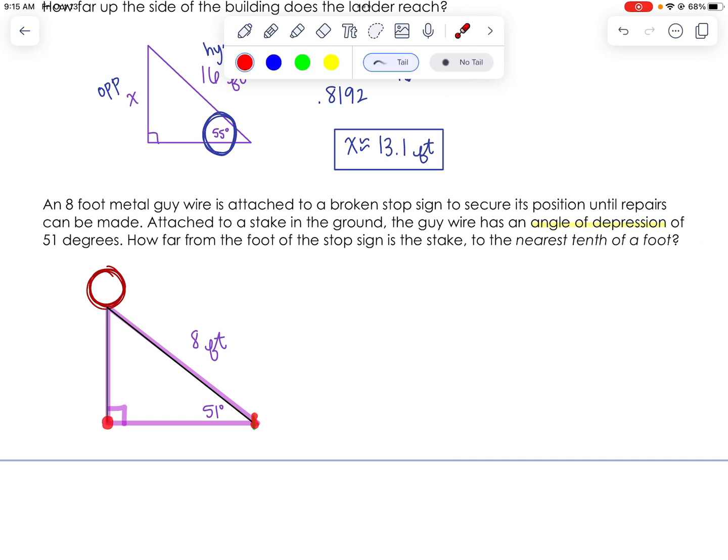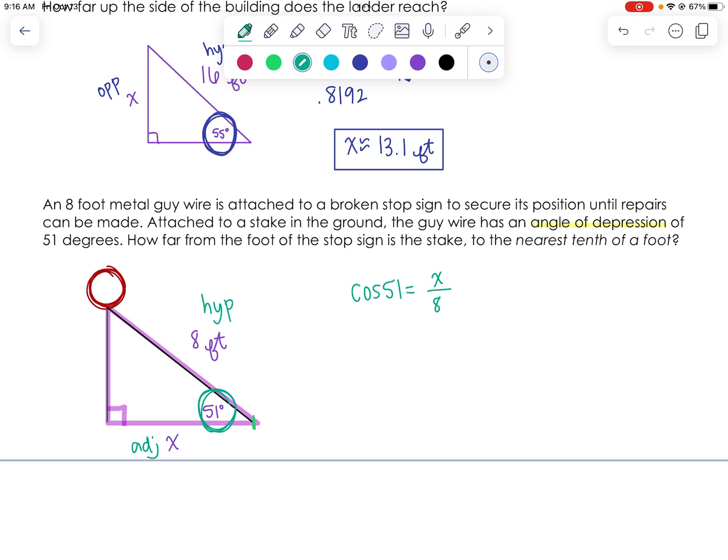Here's the foot of the stop sign. There's our stake in the ground. This is going to be our X. Okay, I have an angle, I have a side. It's not a special right triangle. This is yet another trig problem. So if we go ahead and circle, this is our hypotenuse. That would be adjacent. Remember, adjacent and hypotenuse use cosine. So cosine of 51 equals X over 8.